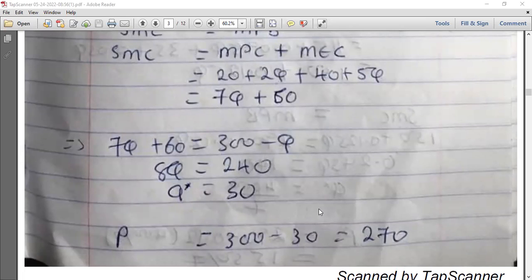Okay, so you realize that under the efficient conditions, they will produce less and charge a higher price. So there's the solution for the B. All right, please, any question?